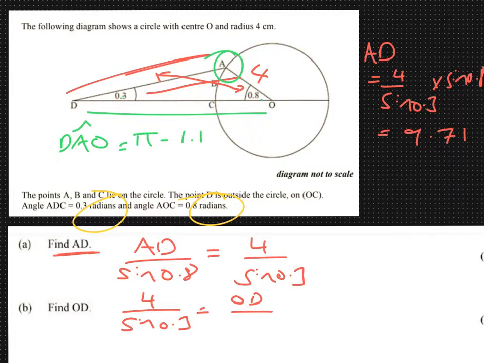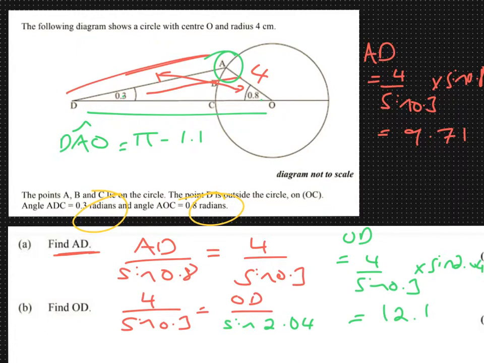So we want to find the sine of the angle, which is going to be 2.04. So again, we can just rearrange that. So therefore, OD is going to be 4 over sine 0.3 multiplied by sine 2.04, and that is going to give us an answer of 12.1.